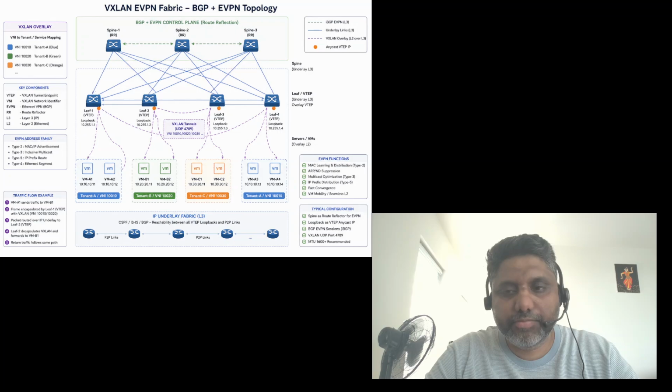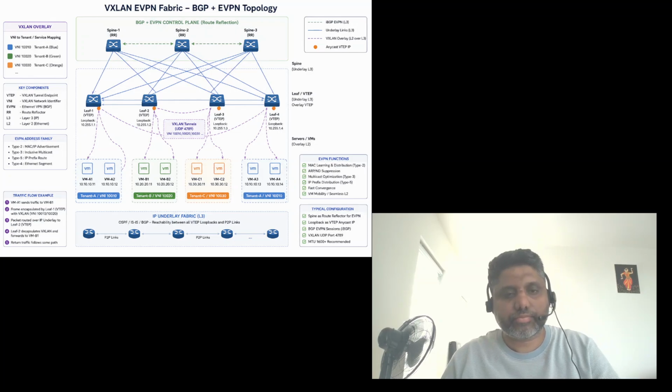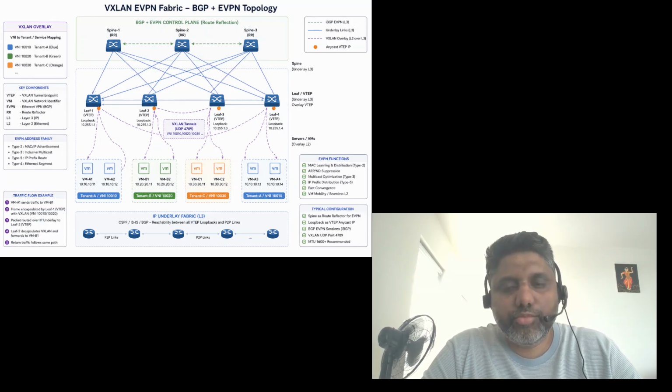My name is Satya. So today we will discuss VXLAN, why it is used and how it is the most suitable protocol technology that should be implemented in data centers for scaling the data centers. So here I describe the topology diagram of VXLAN fabric. It has a lot of nodes.